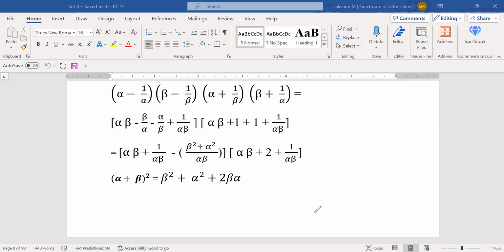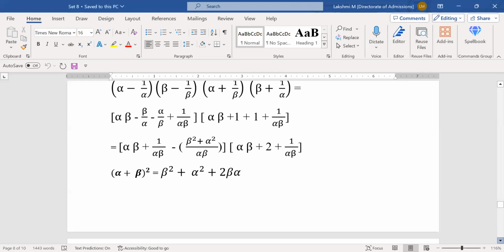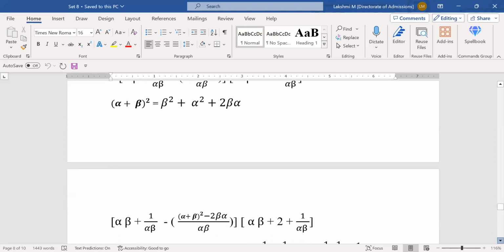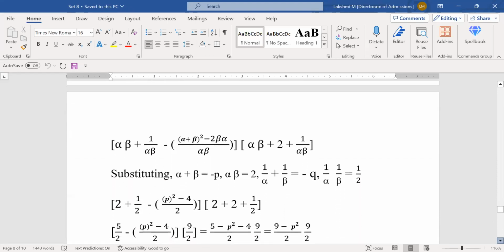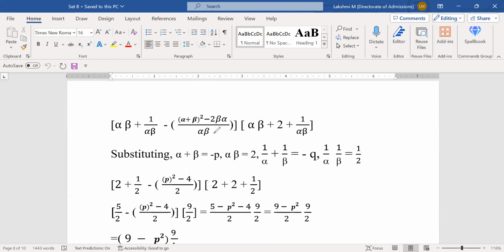So here also you can use the same way because it's something really common in this type of questions. So you could just substitute for that, and yes, I've resubstituted it here. This is alpha plus beta whole square minus 2 beta alpha. Okay. Now, from the question itself, we know alpha plus beta equal to minus p. Alpha beta is 2. 1 by alpha plus 1 by beta is minus q. 1 by alpha beta is equal to 1 by 2. So I've substituted all of them, and I would also check which option we got.